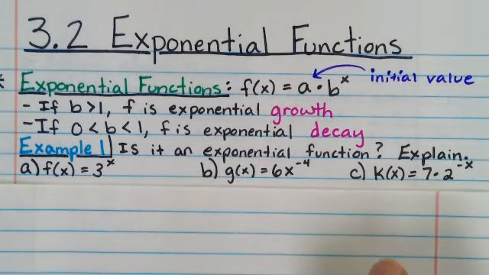Couple things to look out for as well. We want to be able to tell if we have exponential growth or exponential decay. Exponential growth will be when that b value is more than 1. We will have decay if that b value is between 0 and 1. So always just look out for that as well, okay?